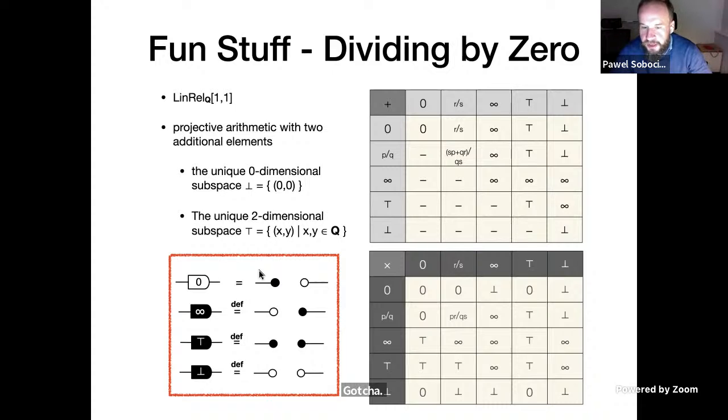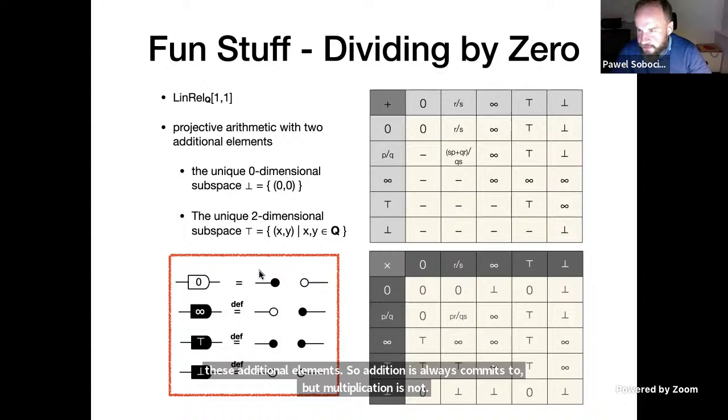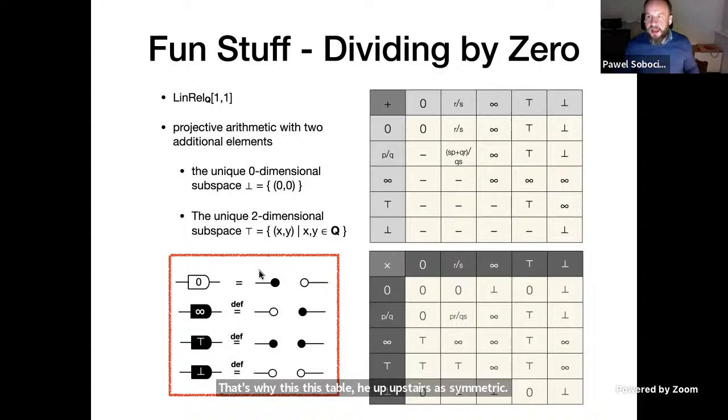Whereas, yeah, you have to be more careful with multiplication, because multiplication is no longer commutative on these additional elements. So addition is always commutative, but multiplication is not. That's why this table upstairs is symmetric, but the table downstairs is not. And you might think that this is some kind of big deal.